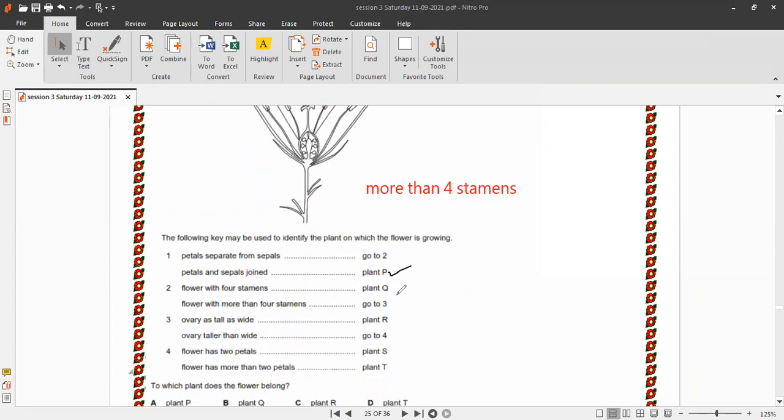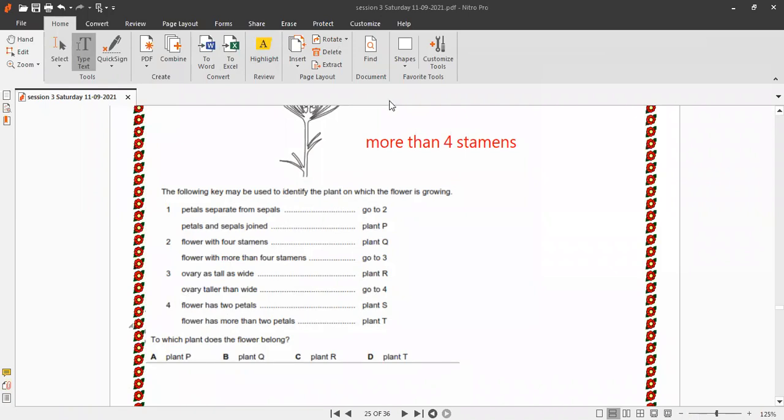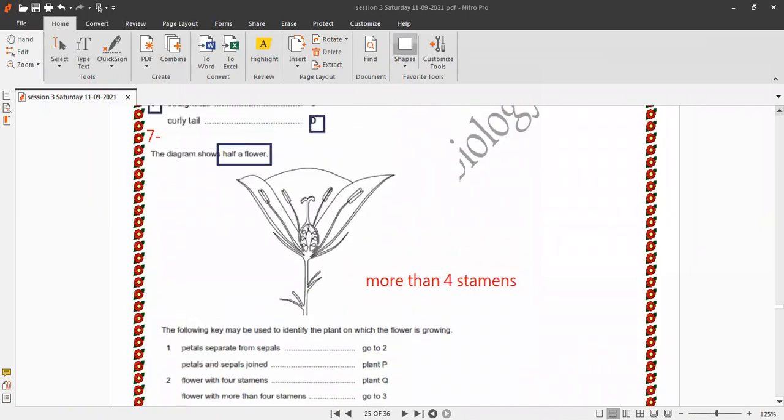So B is not correct and Q is not correct. Flower with more than 4 stamens, so go to 3. Ovary as tall as white? No, not the same. Ovary taller than white, so go to 4. Flower has 2 petals? No. Flower has more than 2 petals. So the correct answer here is plant T. Plant T. Focus here, please. With half flower, not all flower.